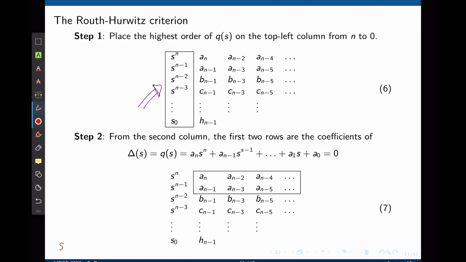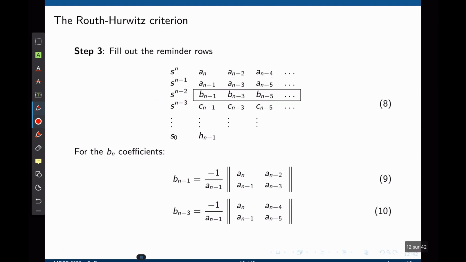So here we have the two steps. Fill out the first column with the coefficients of s from the highest order to s to the power of 0, and complete the first two rows in this up and down pattern. The next step is to fill out the remaining rows. Let's start with the third one. Here is the formal mathematical way to do it, but as we start to do it, we'll see that there will be a pattern that will make things a lot easier.